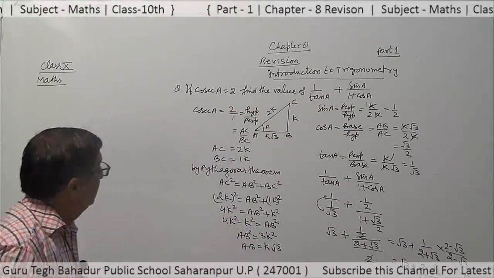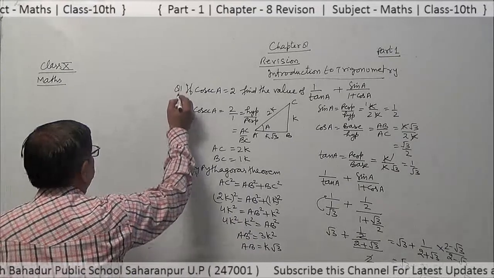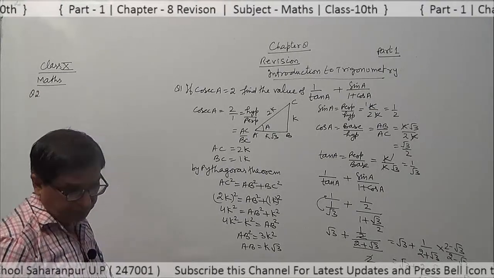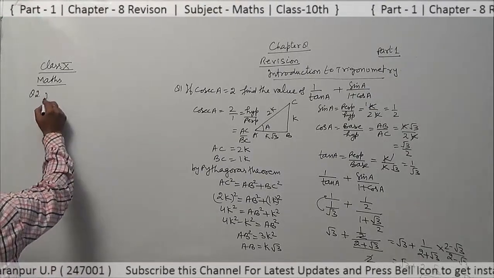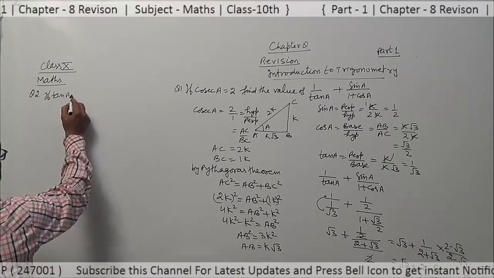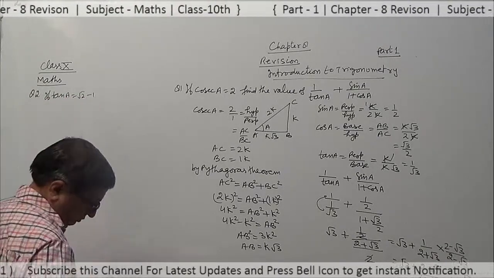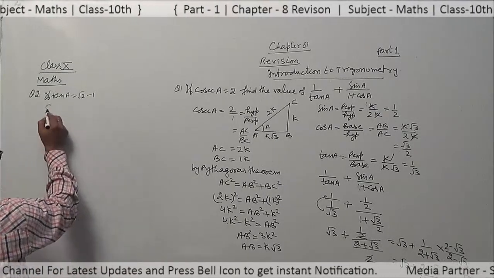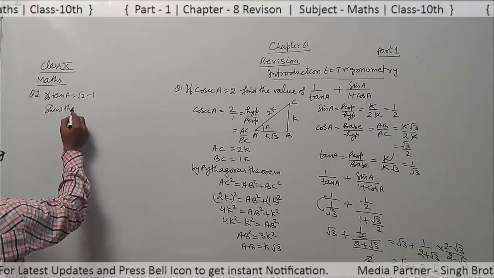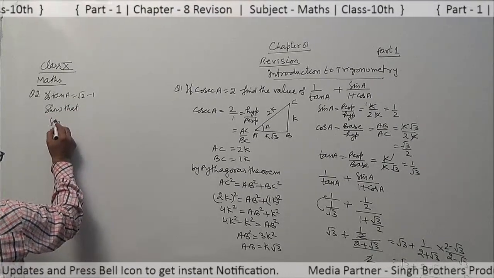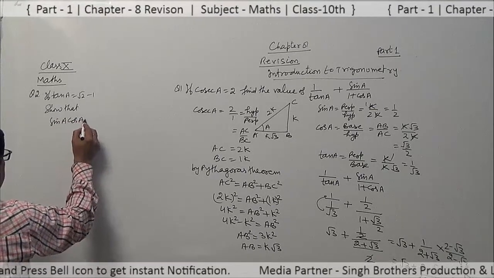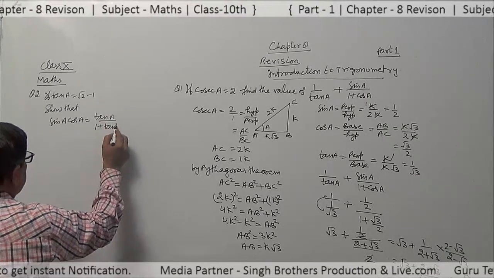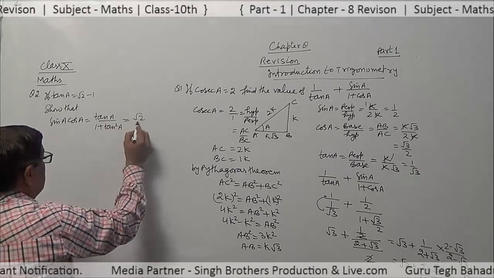See the second question. If tan A is equal to root 2 minus 1, show that sin A cos A is equal to tan A upon 1 plus tan square A is equal to root 2 upon 4.